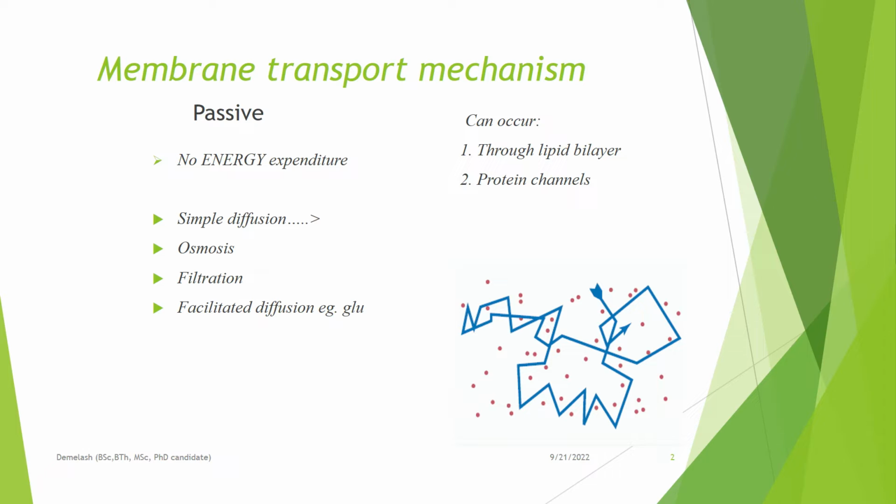For example, you can take glucose. This transport mechanism can occur through the lipid bilayer and through the protein channels. This illustration shows the random movement of molecules and substances in ECF and ICF.